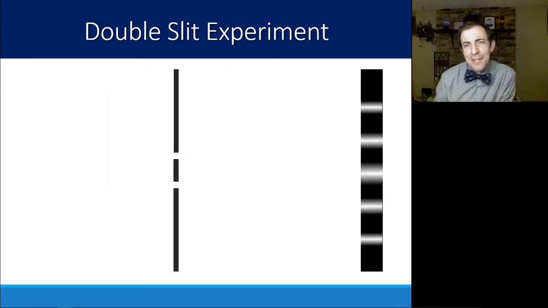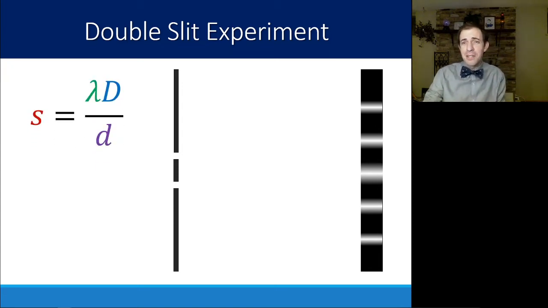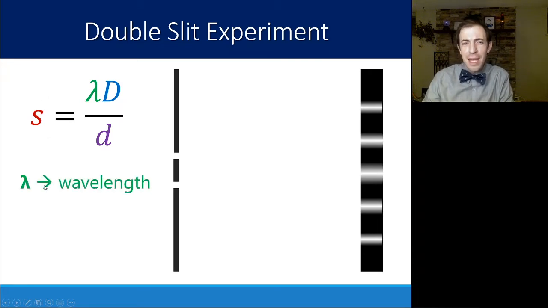So let's look at how we're going to define this. One of the hardest parts about solving a problem with this is just identifying the variables that are at play. This is the equation that you're going to be given in your data booklet. S is equal to lambda times big D divided by little d. So let's define what these different variables stand for. Well, lambda we've seen before. Lambda is the wavelength. That's the same as what we saw in v is equal to f lambda, or c is equal to f lambda. Lambda is the wavelength of the wave that is going through.